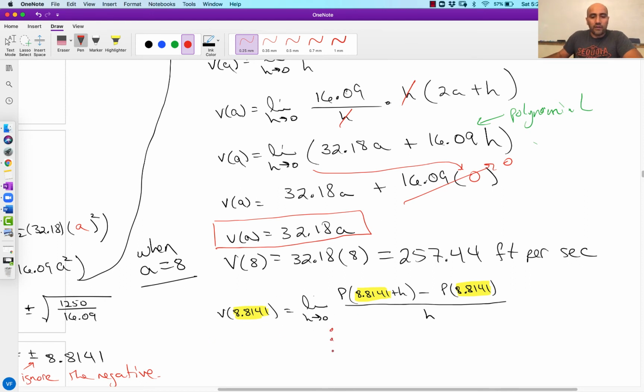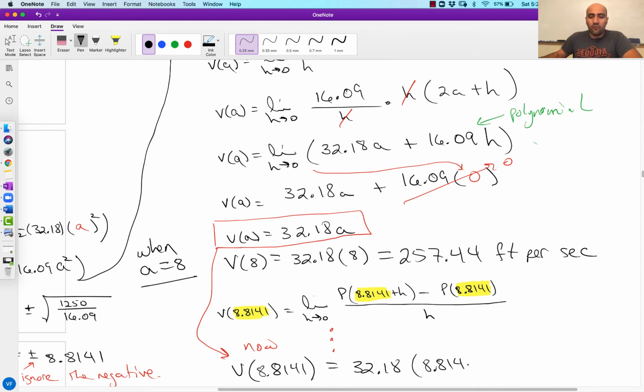Instead of all that work, I can say now, let's just use this formula. And so this formula says to find the velocity when we have 8.8141, that's equal to 32.18 times 8.8141. And we arrive at 6377 feet per second.